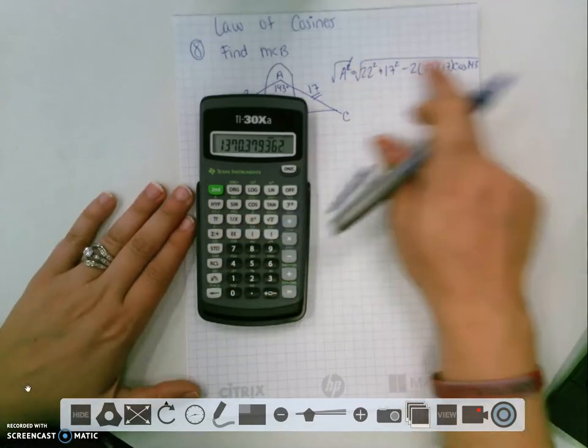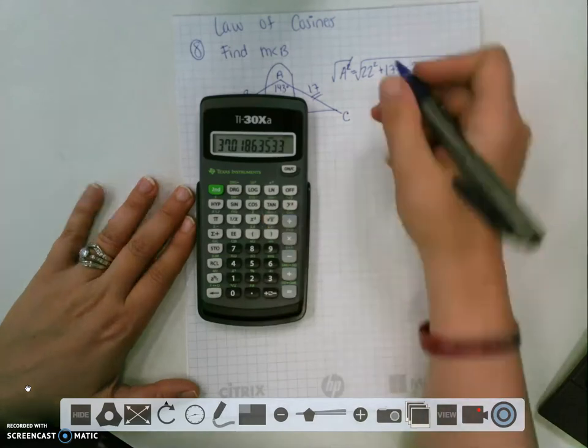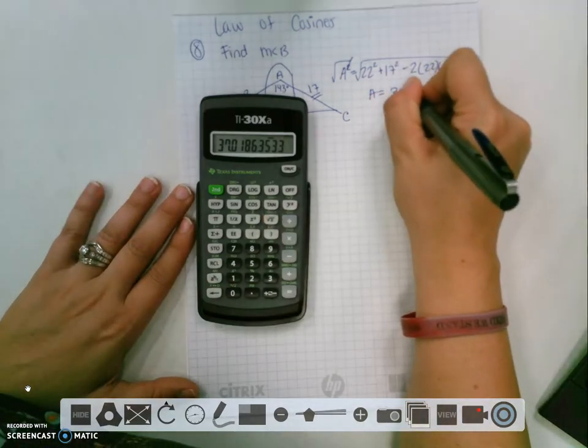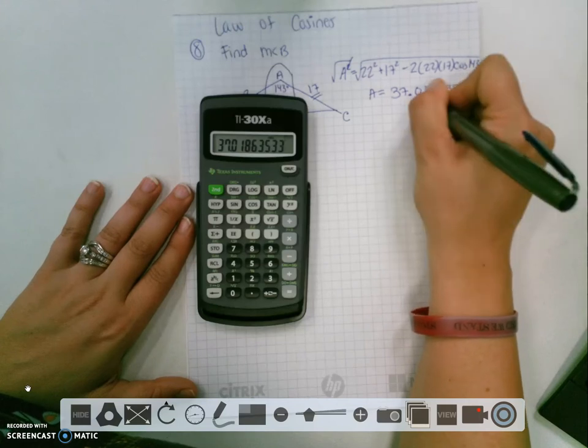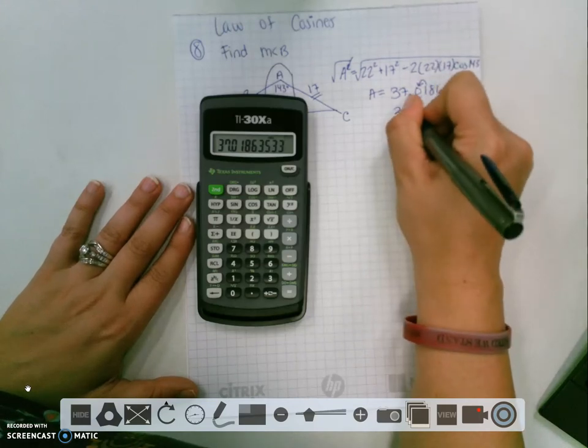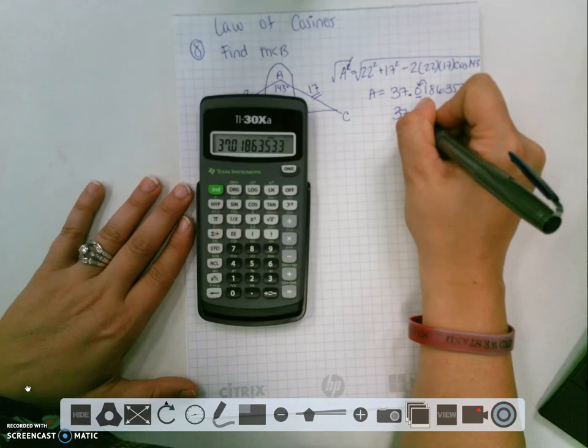Now we have all of this. Now just take the square root. And A equals 37.01863533, rounded to the tenths, 37.0 or 37.